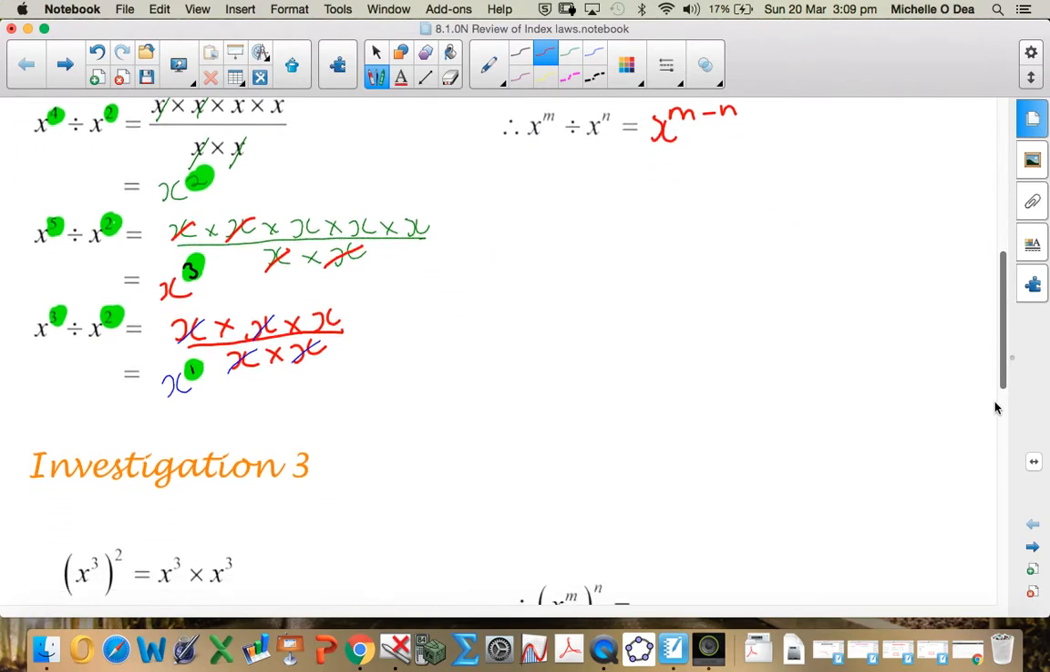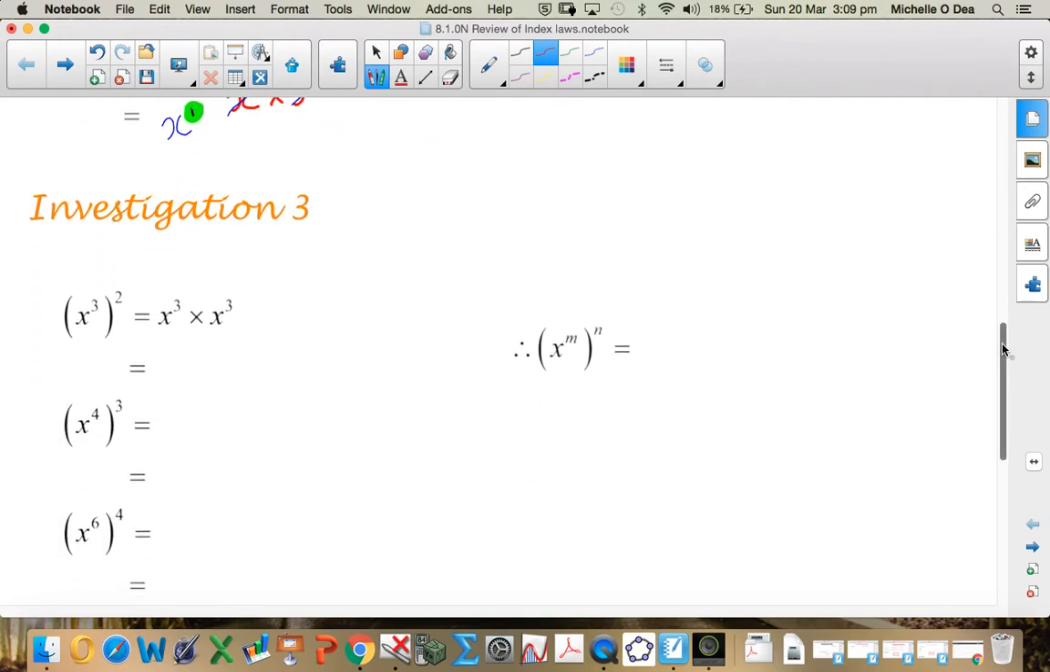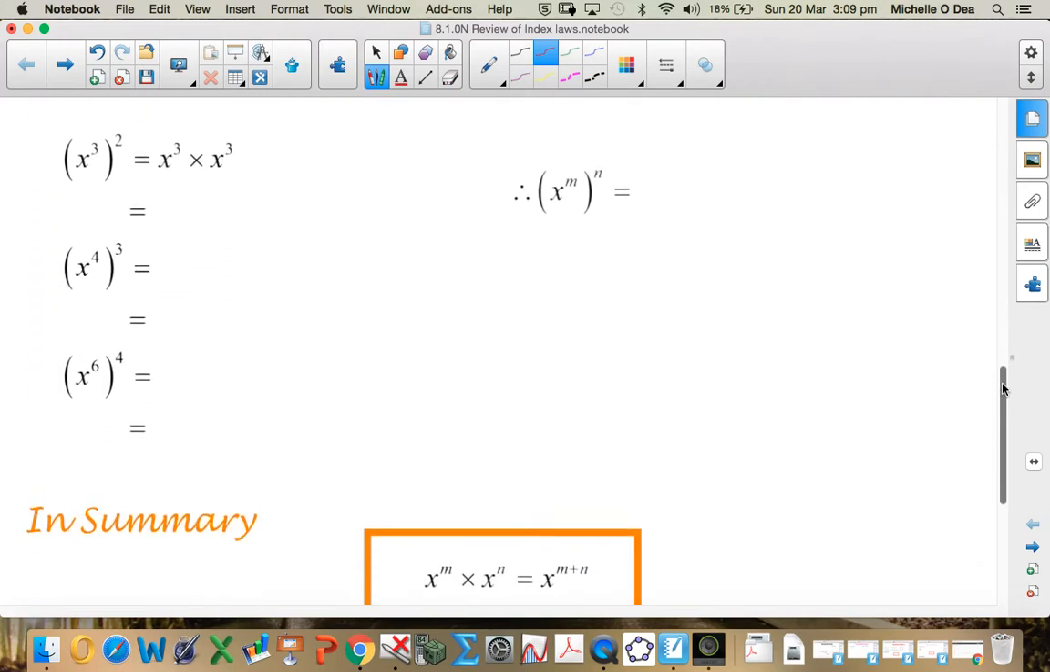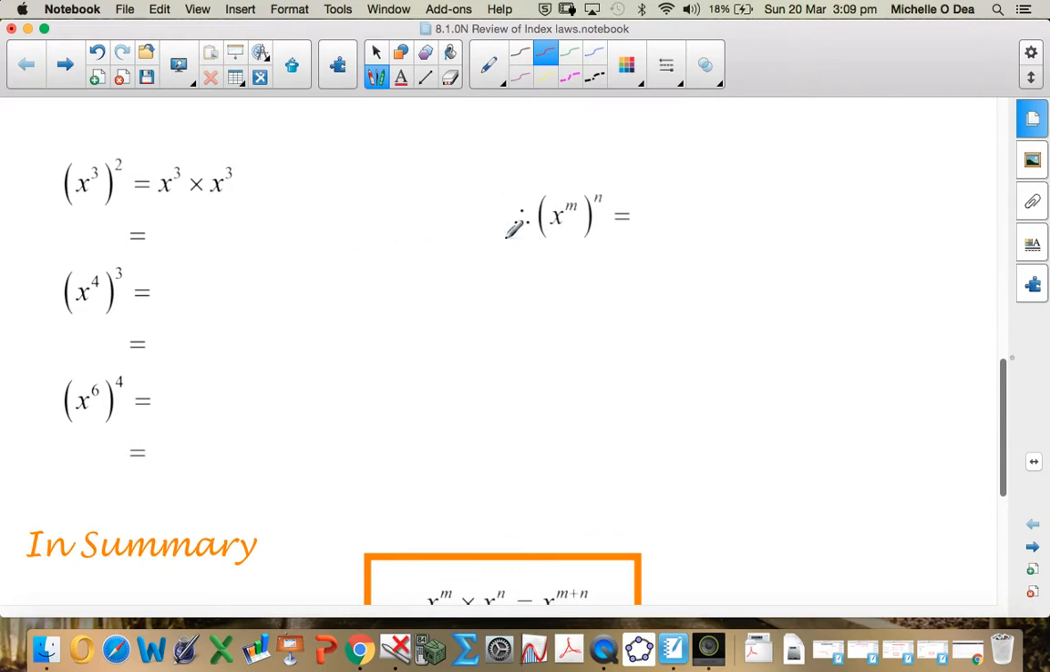Again, you should have seen that at some point. The next one, I always call it the power to a power rule, because you have a power inside the bracket and a power outside. So we know squared means multiplied by itself, so we'll have x cubed squared, so we have x cubed times x cubed. Then, if we just use the first rule from above, we know that we can just add the powers. 3 plus 3 is 6, so we get x to the power of 6.